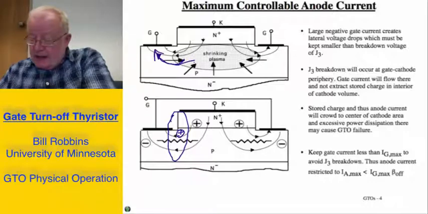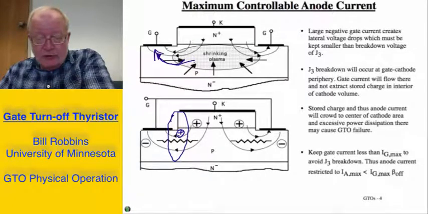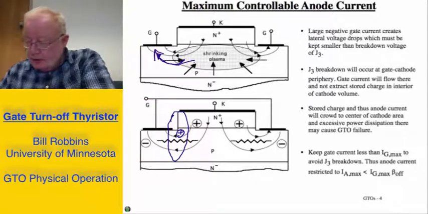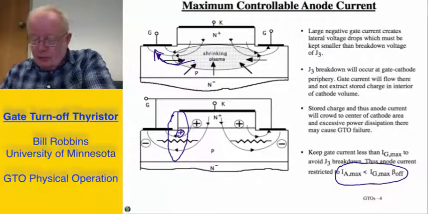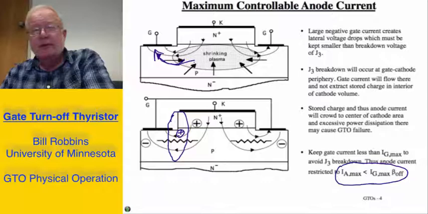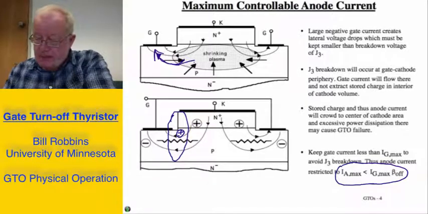So in order for that to happen, we have to keep the gate current less than some maximum value that avoids breakdown, and thus we come up with the result that the anode current maximum that is controllable has to be less than the maximum allowed gate current times the turn-off gain of the transistor. We'll talk a little bit more about this possibility of using breakdown or having a larger gate current than we would normally expect to avoid breakdown in order to turn off the device extremely fast.